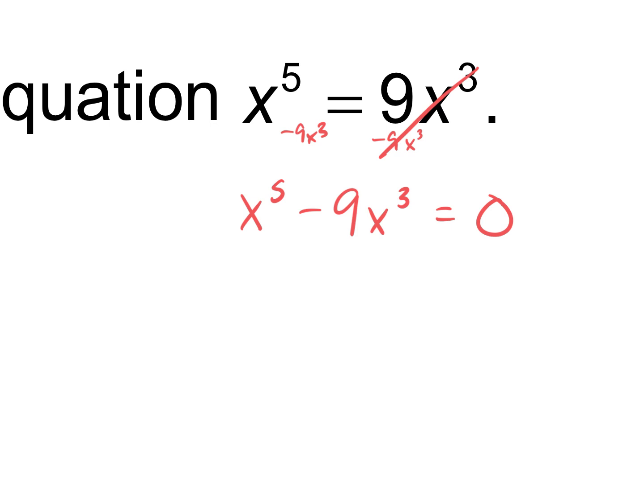So now, what would I do next? If I have 2 terms, how could I factor here? Can I combine them? No. Take out the GCF. Can't combine them because they're not like terms, but we want to take out the GCF. What's our GCF? X cubed. So then I'm left with x squared minus 9 equals 0.